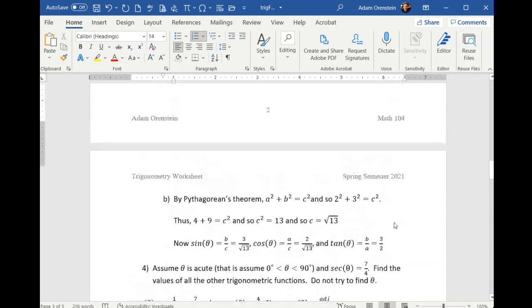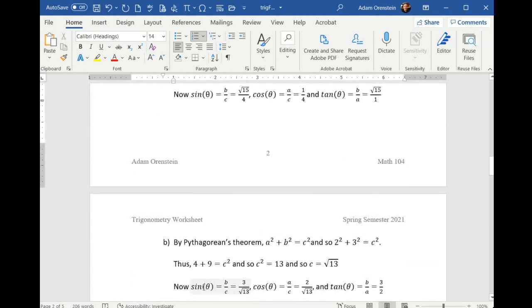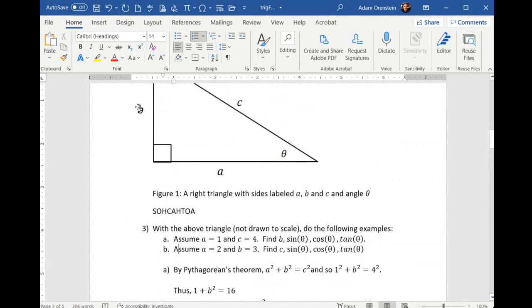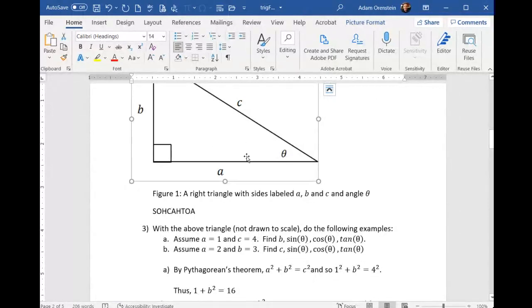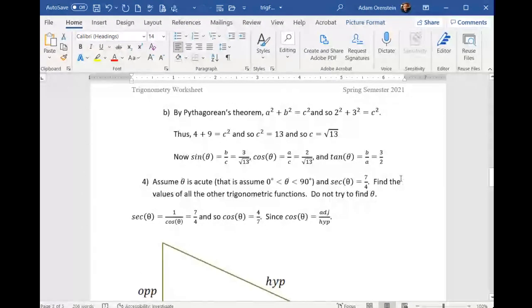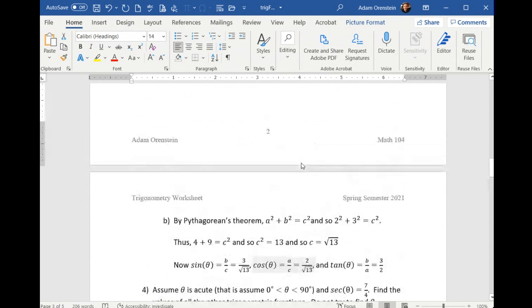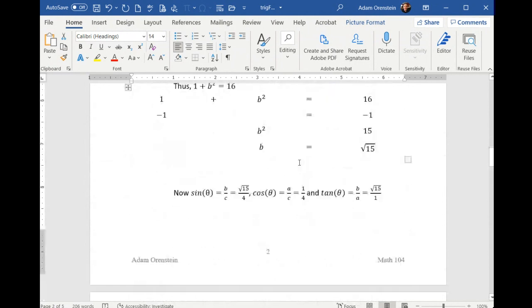Okay, that's good. Now, what would sine of theta be? Well, remember, that's opposite, which is B, divided by hypotenuse. Opposite over hypotenuse. So B divided by C. That's what sine of theta is. B over C. So in this case, we're going to have 3 over the square root of 13, right? B we're given is 3, and C we just calculated.